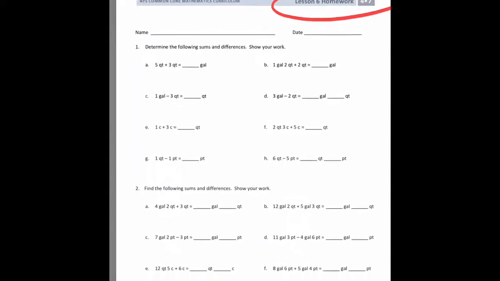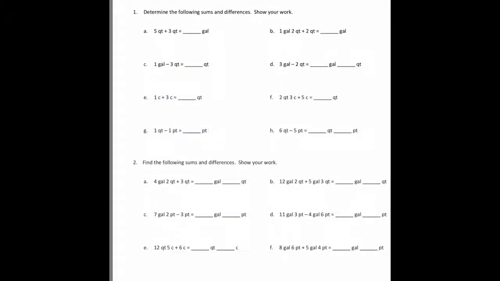First one says we're going to be determining the sums and differences. The first one says 5 quarts plus 3 quarts equals blank gallons. Well, 5 quarts plus 3 quarts is 8 quarts, but you've got to know how many quarts are in a gallon to convert that.